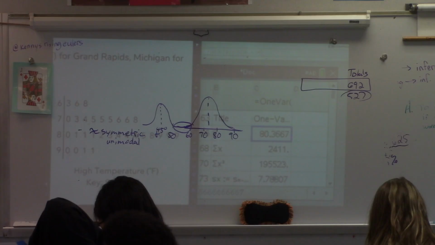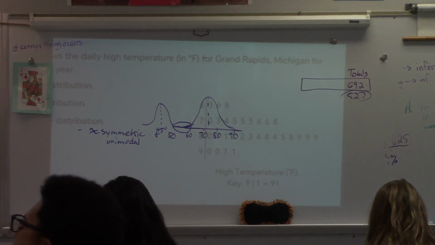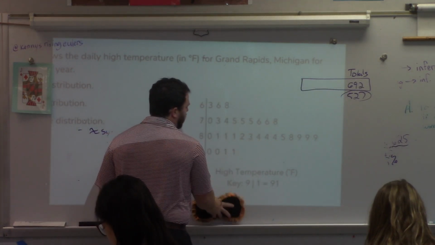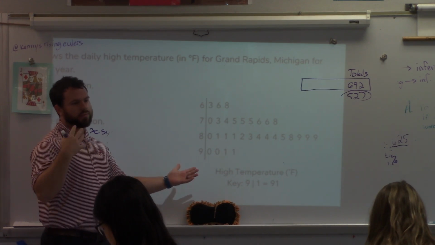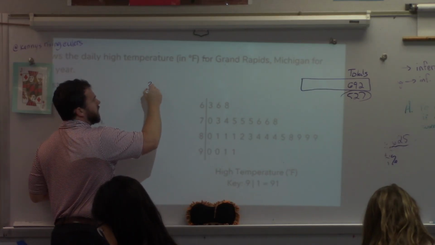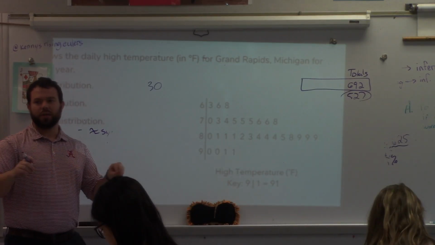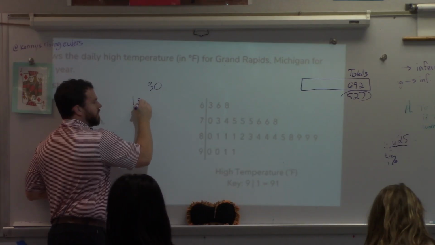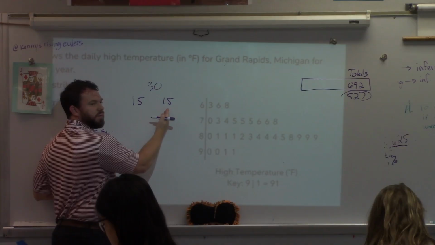Now, I will point out with this data set here, if I want to find the median quickly, that's another benefit of a stem plot. What does a median do? It separates the bottom 50% from the top 50%. So, right here, if I have 30 data points, which I do, how would those 30 data points get split up so it's 50-50? I need 15 and 15. I've got to split it into 15 and 15.